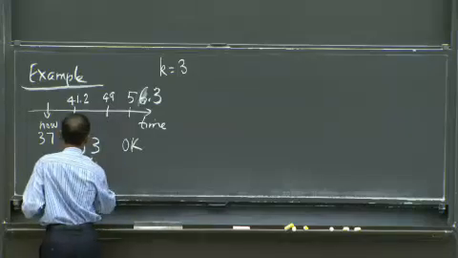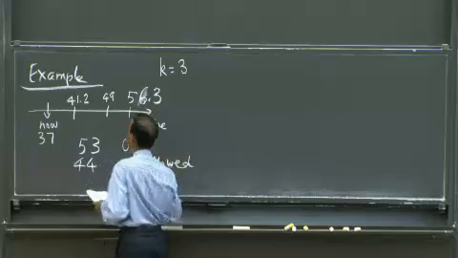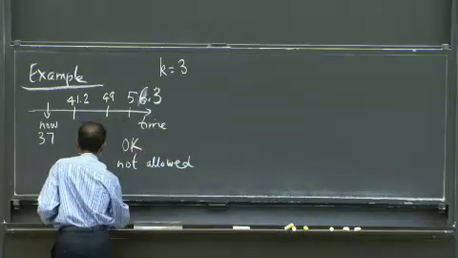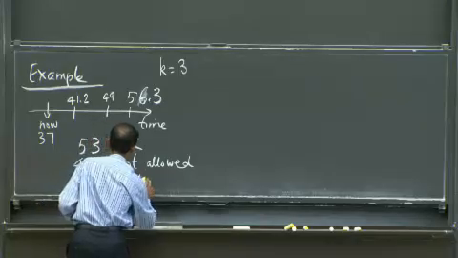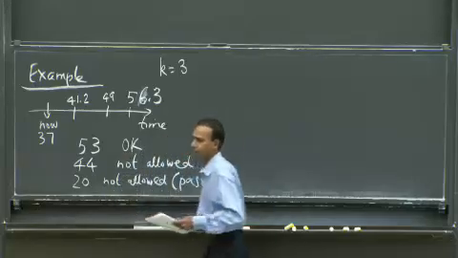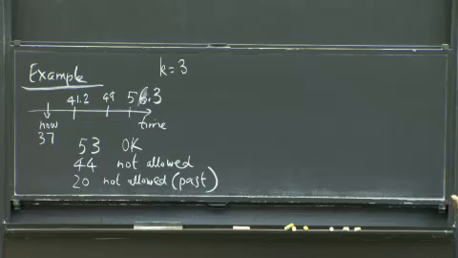44 is not allowed. It's too close to 41.2. And 20, just for completeness, is not allowed because it's past. OK? Can't schedule in the past. I mean, it could be the next day, but then you wouldn't call it 20.